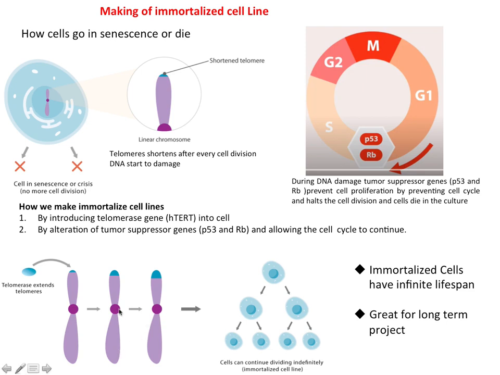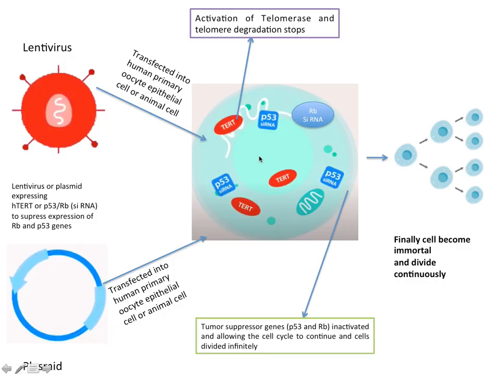So here you can see the telomerase, which can extend the terminal part of the chromosome. Once this terminal part remains intact, the immortalized cell has an infinite lifespan and we can use it for long term projects. Like if you are working on a PhD thesis, from the start to the end of your thesis you can work with the same cell without any deformity of the cell culture. So here I have shown how it works.